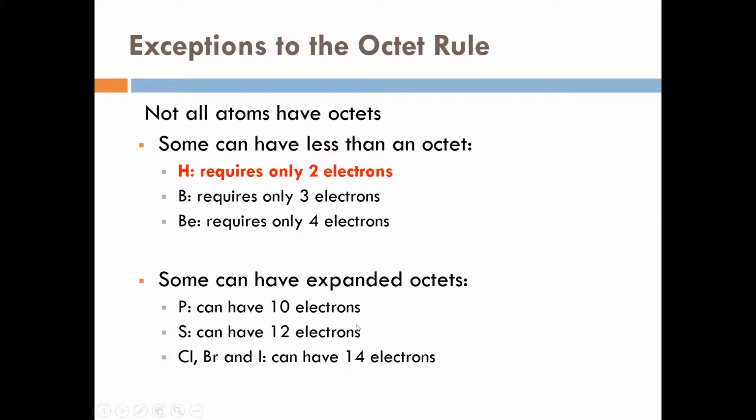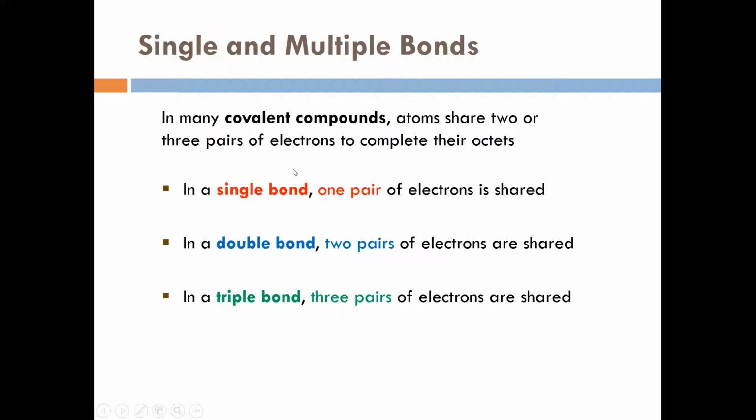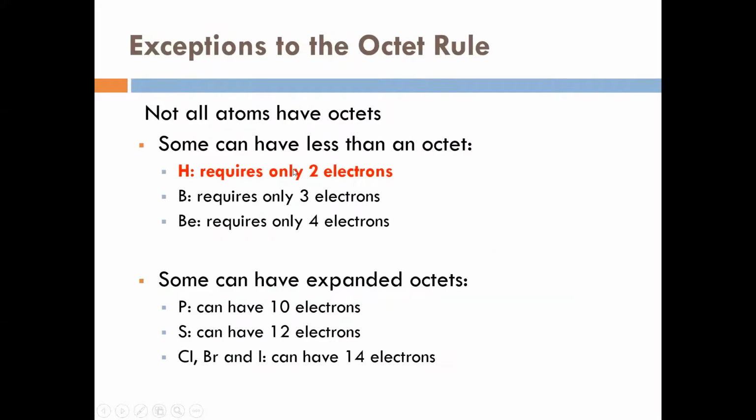On the other hand, though, we do have some cases where we can get what we call expanded octets. Now, this is what we really see in phosphorus and sulfur, and sometimes we can see it with the halogens, with chlorine, bromine, and iodine, where they can have more than 8 electrons, up to 10, 12, 14. And only under special circumstances will this occur, but don't worry. The only thing you have to remember right now is that hydrogen only requires 2 electrons. Everything else requires 8.